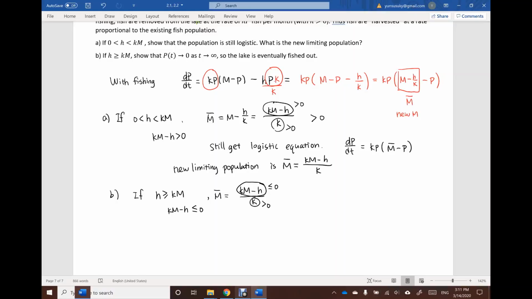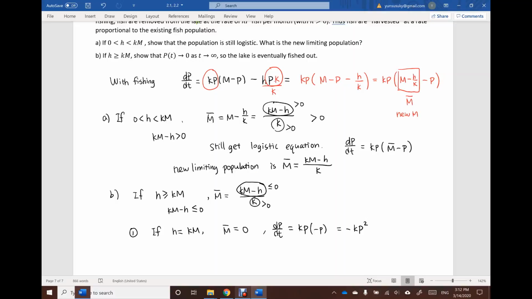Now, let's see what happened. Let's separate into cases. So case 1. If h is km, well, then m hat is 0 over k, so it's 0. Then our differential equation is just kP times (m hat minus P), m hat is 0, so we have minus kP squared.